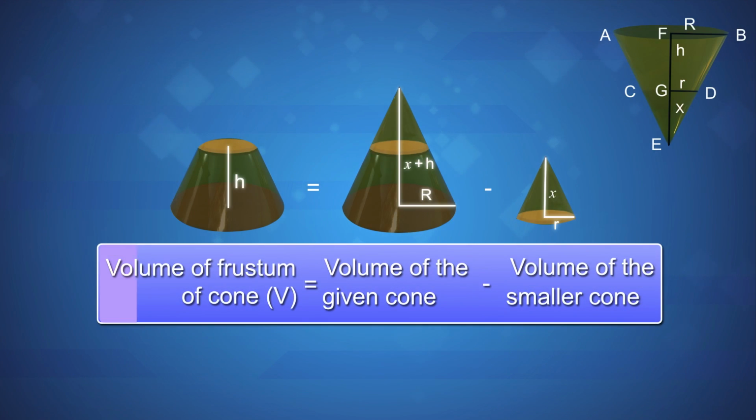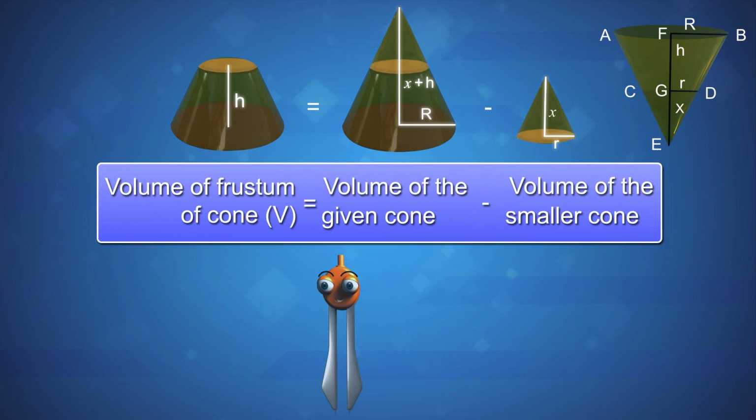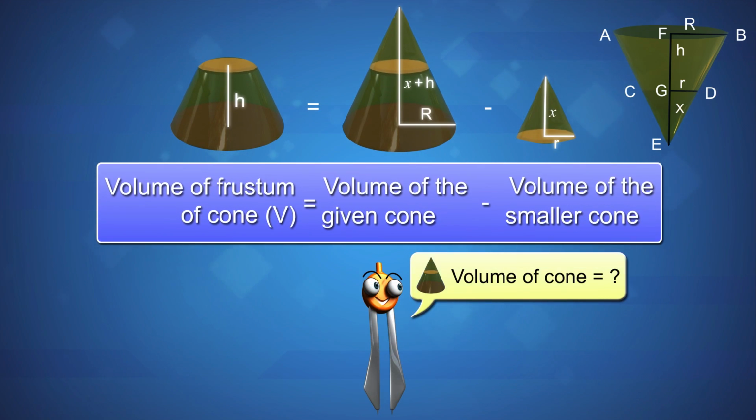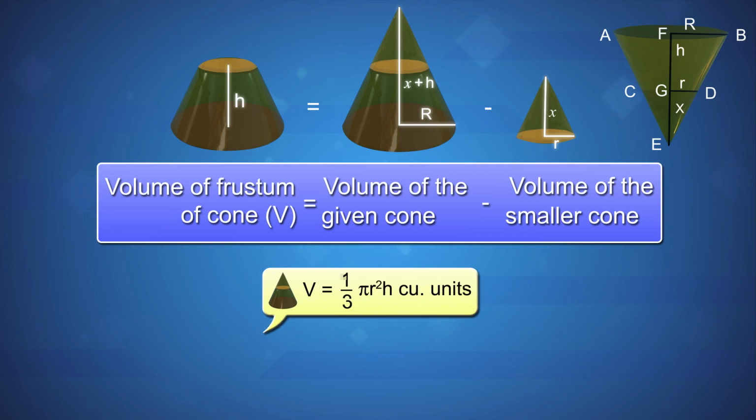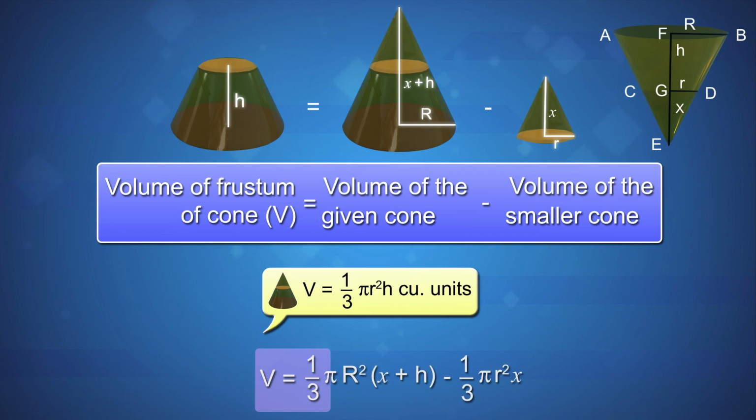As we know, the volume of frustum of cone is the difference between the volumes of two right circular cones. Can you recall the formula for volume of cone? You are right. It is 1 by 3 pi r square h cubic units. Using this formula, let's rewrite the equation. That is, V is equal to 1 by 3 pi into capital R square into x plus h minus 1 by 3 pi into small r square into x.